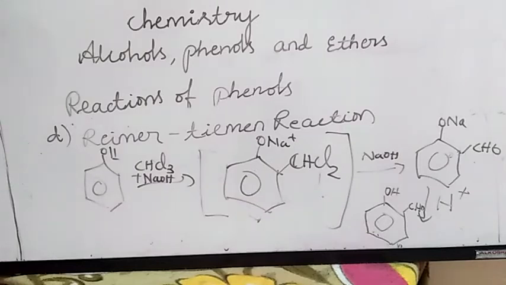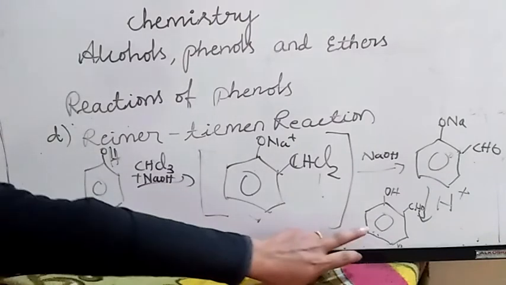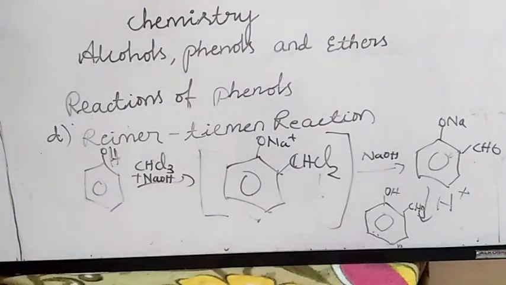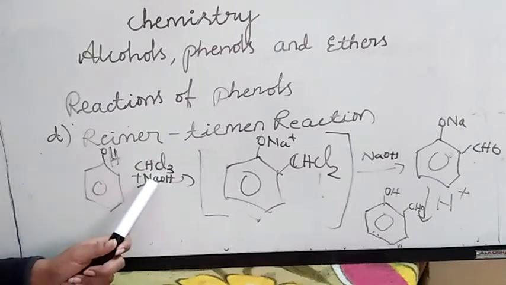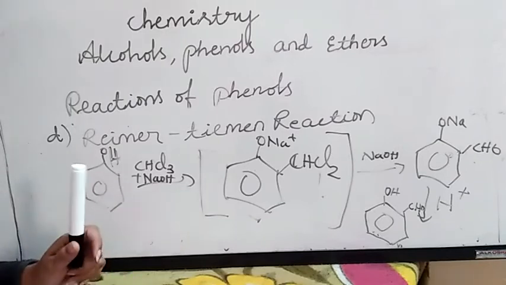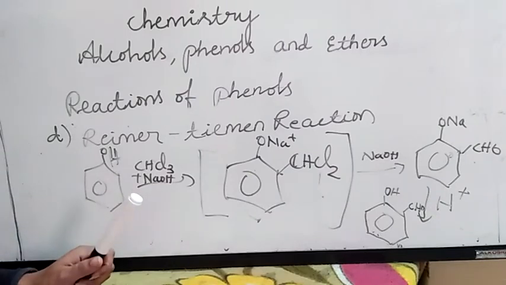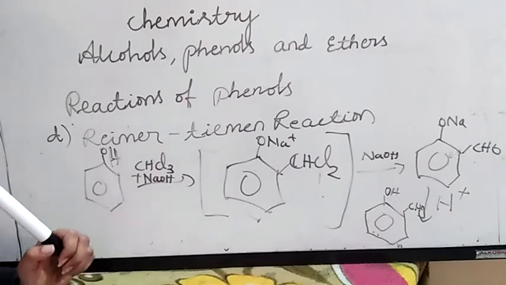Keep it in mind that in Kolbe reaction, phenol gives salicylic acid. In Reimer-Tiemann reaction, phenol gives salicylaldehyde. You have to practice. These are all 2 or 3 marks questions. You should write in your own sentences: when phenol reacts with chloroform in presence of NaOH, one intermediate is formed. Then this intermediate treated with sodium hydroxide, we are going to get aldehyde substituted sodium phenoxide, and then treated with H plus ions, we are going to get salicylaldehyde.